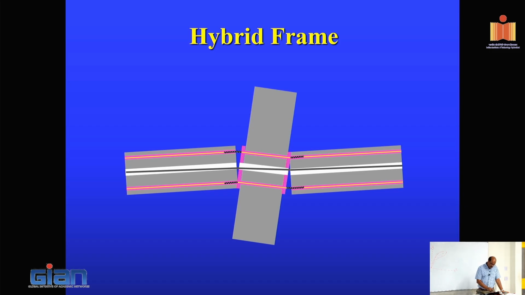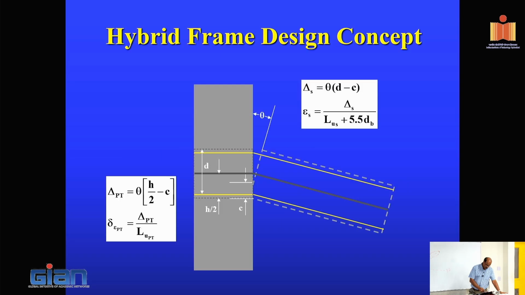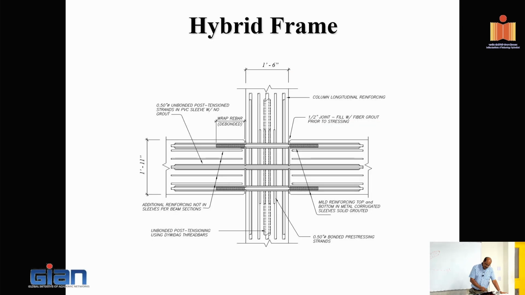The key is to realize that with the jointed system, this is again a controlled rocking. The beam is going to rock in a controlled manner on the column. We talked about the wall, it's the same thing, right? So that's a hybrid connection.